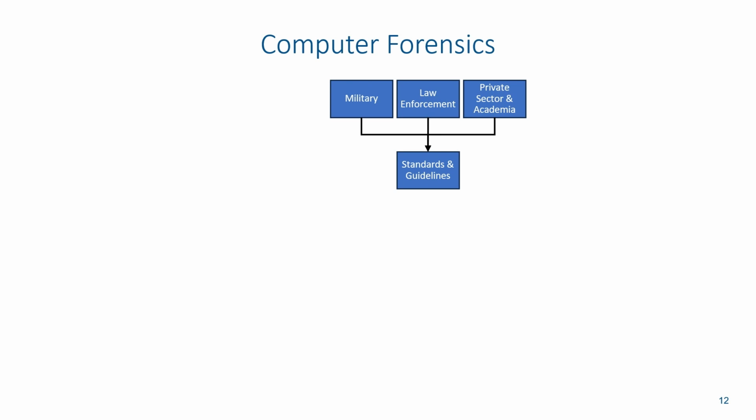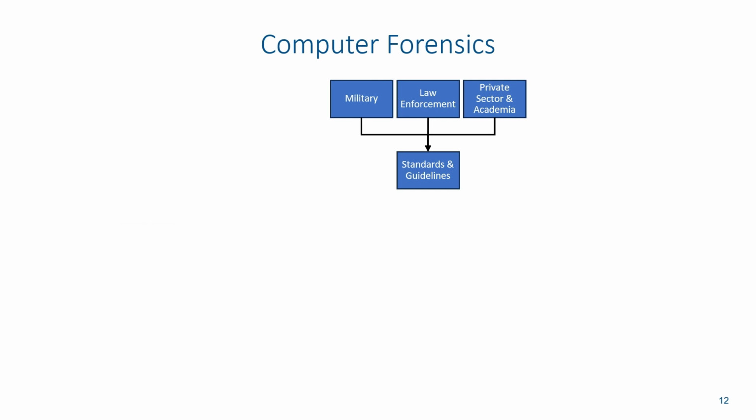In this video, we're going to cover the laws and jurisdictions of computer forensics. So first of all, there are three primary areas where you're going to see computer forensics: first, in the military; second, in law enforcement; and third, in the private sector and academia. And each of these is going to follow a pre-described set of standards and guidelines.